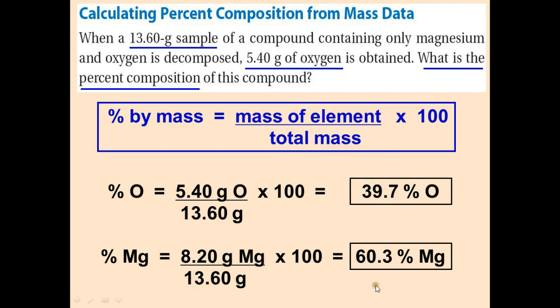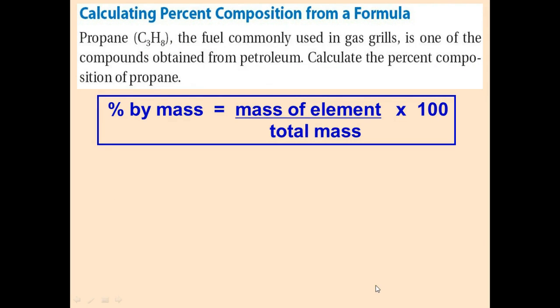So this is correct. Then we have another problem, but this time we have to calculate the mass of the element and the total mass. So here we have propane, which is C3H8. The fuel commonly used in gas grills is one of the compounds obtained from petroleum. And so calculate the percent composition of propane. And so when they say calculate percent composition, we need to find the percent of everything. So we have carbon and hydrogen, so we have to find the percent of both of them.